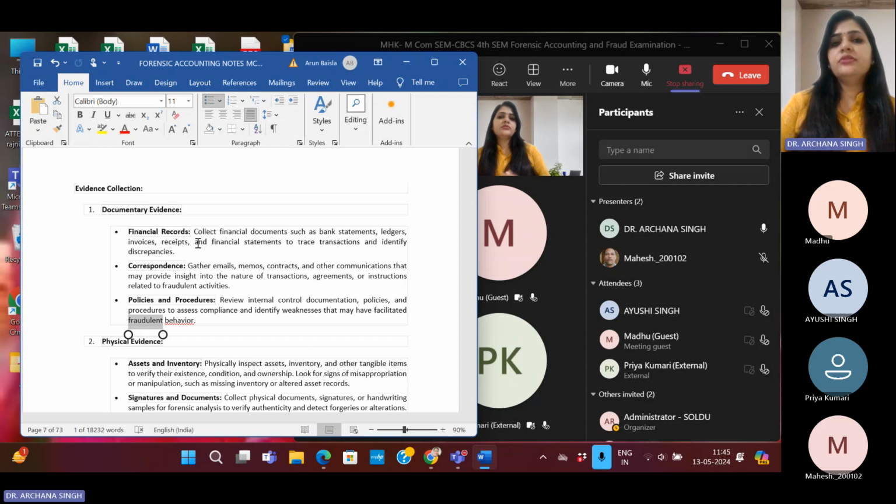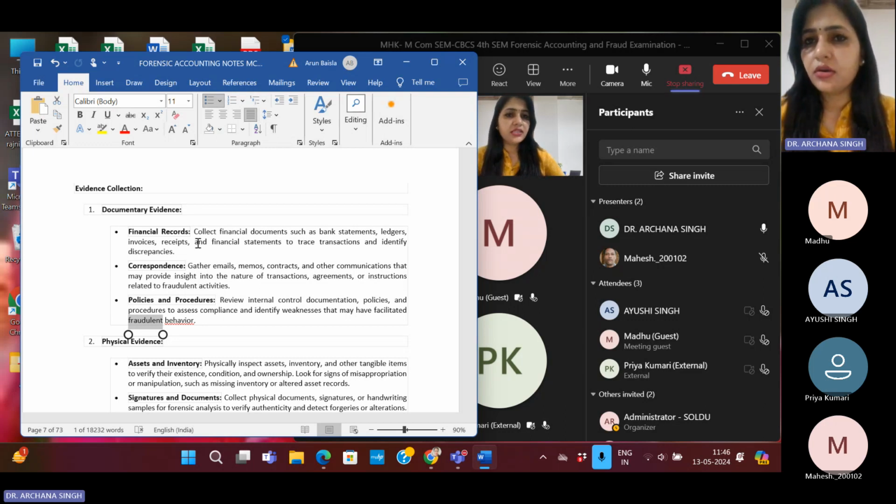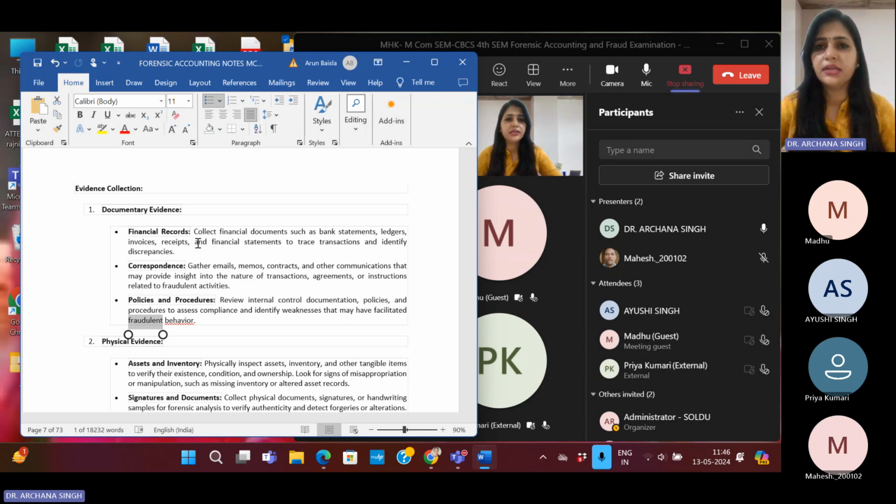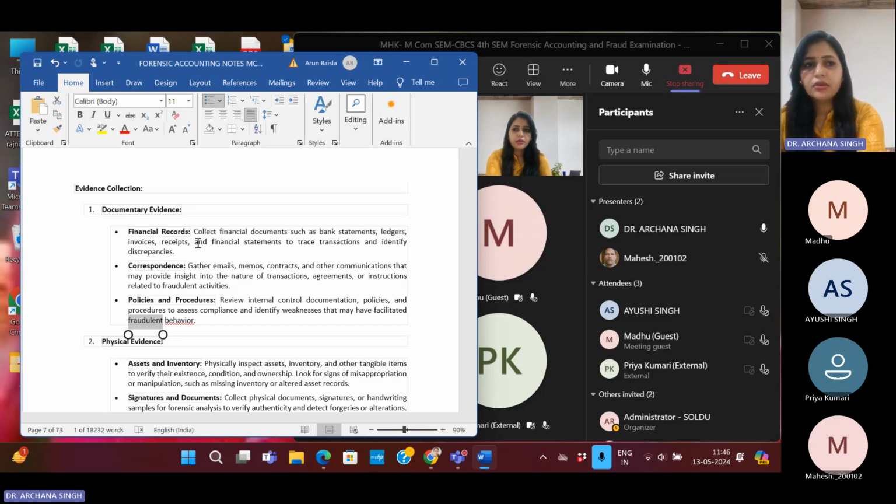Along with that, they can also review the internal control documentation. Internal control documentation means the policies that have been made, the procedures, and the compliance standards, the accounting standards and accounting laws they had to follow. So they can identify those internal policies and controls. Through identifying that, they can identify the fraudulent activity if they suspect any unusual behavior. So documentary evidence is related to that.